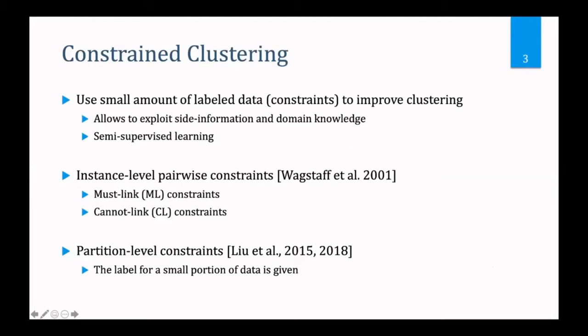In our work, we consider 2 well-known types of constraints: instance-level pairwise constraints and partition-level constraints. Instance-level pairwise constraints are either must-link or cannot-link constraints that state that a pair of data points must be placed in the same cluster or alternatively cannot be placed in the same cluster. Partition-level constraints are simply cluster labels for a small portion of the data points.